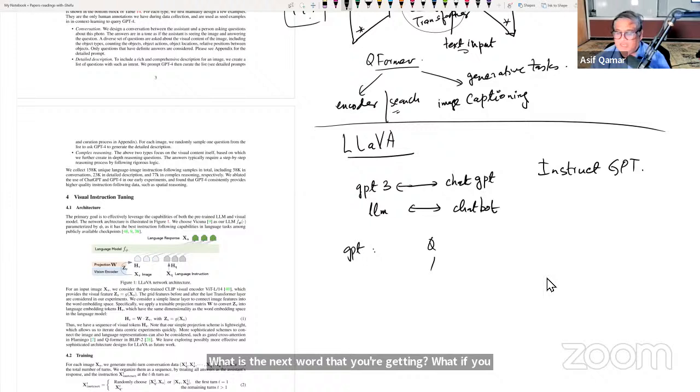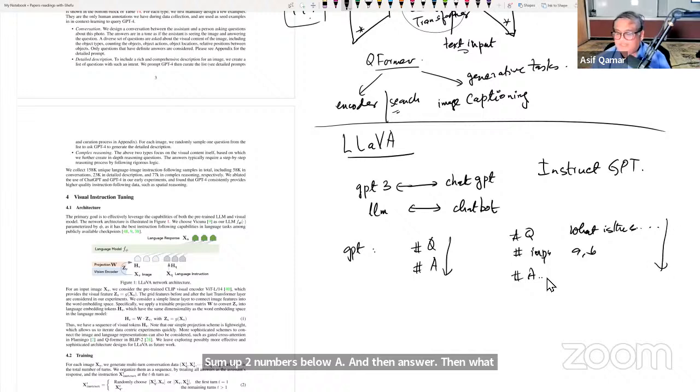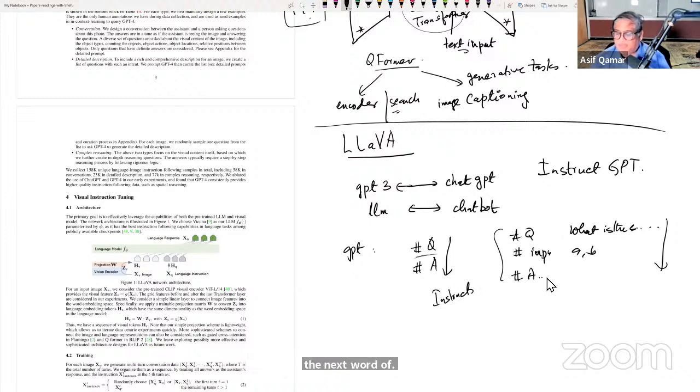You could say question, answer, or rather question, input. For example, it could be, what is the sum of the two numbers below, A, B, and then answer. If you feed it like this, with very structured text that you ask it to predict the next word of, these are called instructions. It's just a format of writing text as far as the machine is concerned.